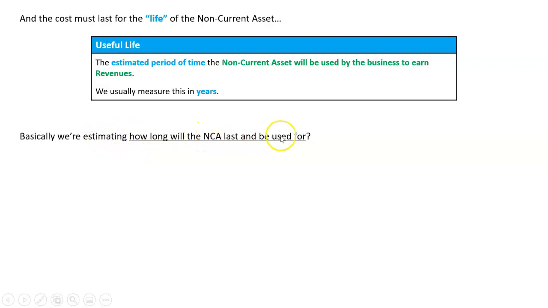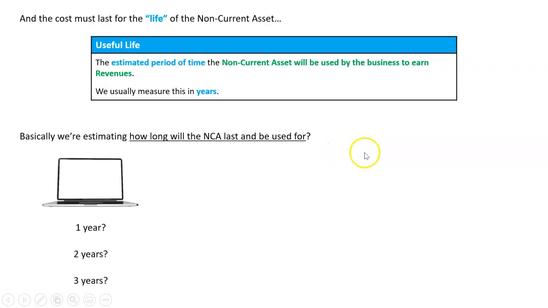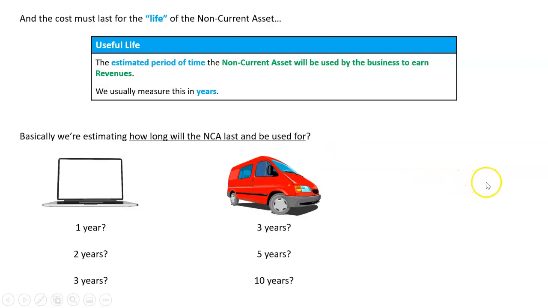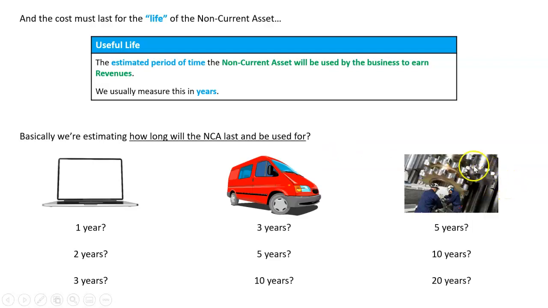So we'll look at that and say, well, it's a bit unreliable in the sense that we're just making an estimate of these things. So how long should a laptop last? 1 year, 2 years, 3 years? How long should a car last? 3, 5, 10? This heavy machinery here, 5 years, 10 years, 20 years.